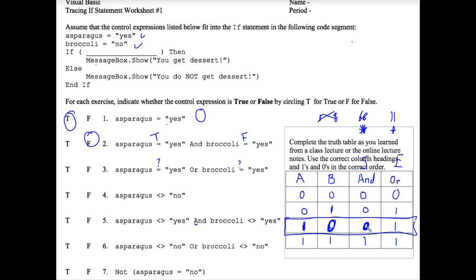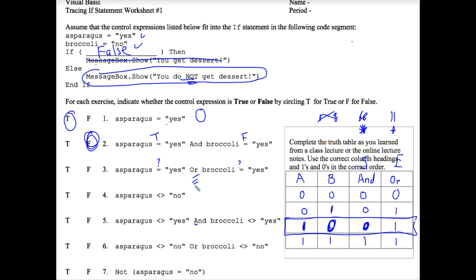So this 0 convinces us that overall this if statement is false, which actually means we do not execute this, we do whatever's in the else. When you get a false up here in your control expression overall, you always do the else part and not the if, not the true part. So that's how that works. You do not get dessert, which is kind of like a false in this worksheet.